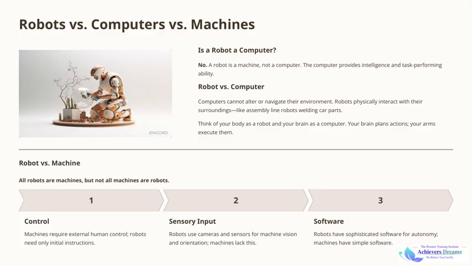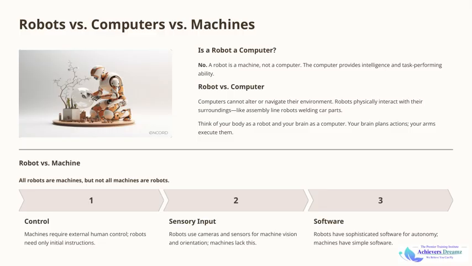When it comes to control, machines usually need humans to operate or control them externally. Robots, however, only need initial instructions to start working. They can carry out tasks on their own after that. Regarding sensory input, robots are equipped with cameras and sensors. This is how they see, sense, and understand their environment, giving them a kind of machine vision. Machines without sensors lack this capability.